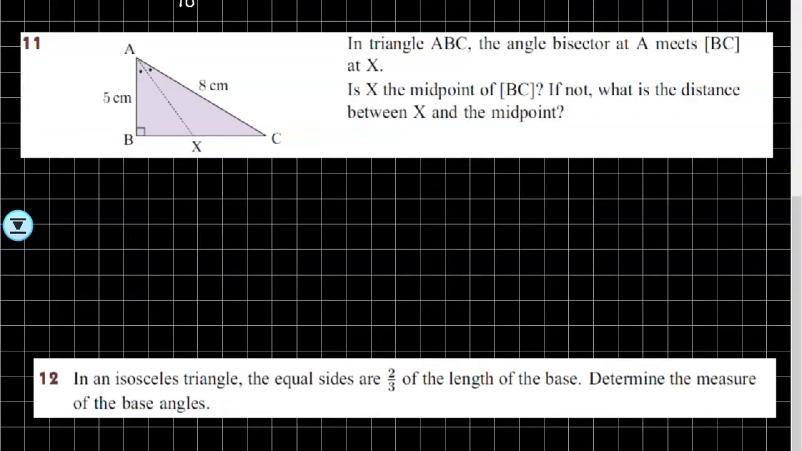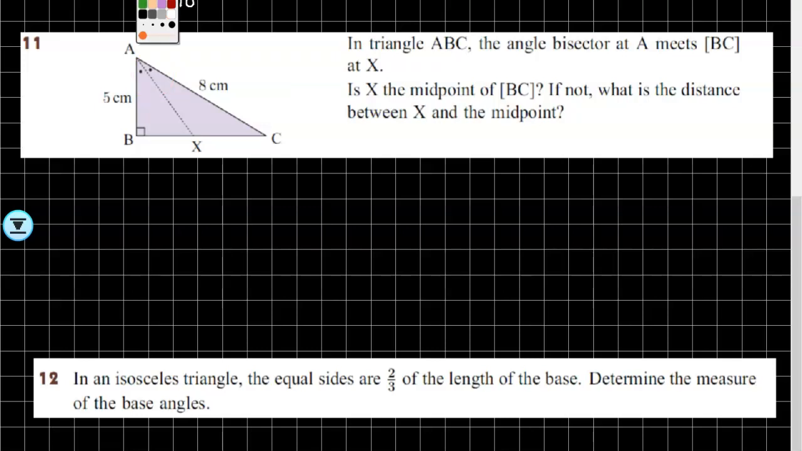If you're going, my brain hurts because it's all words, it's a lot of dots in there, it's got the word bisector, now just break it down into small little bits. So in triangle ABC, yep, we've got that. The angle bisector at A. So all that means is this line coming down here, these two angles are going to be equal. They're equal. That's what the bisector means. Are we happy with that?